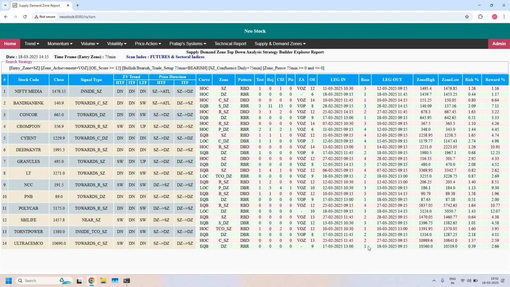In all these 14 stocks, these 75-minute supply zones are overlapped with daily supply zone. And the daily trend is down in all these stocks, ITF trend, because it is bearish trade setup. So if daily supply zone is having daily EMA confluence and 75-minute supply zone is part of the daily supply zone, then obviously that 75-minute supply zone will be having more high probability to get success. Let's verify.